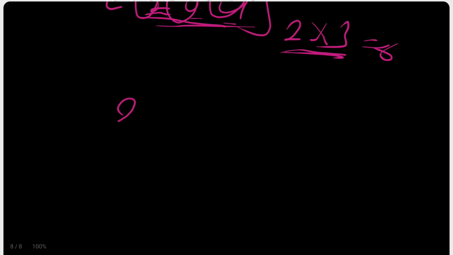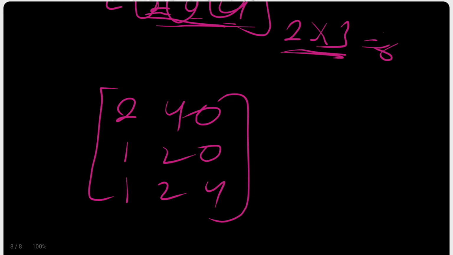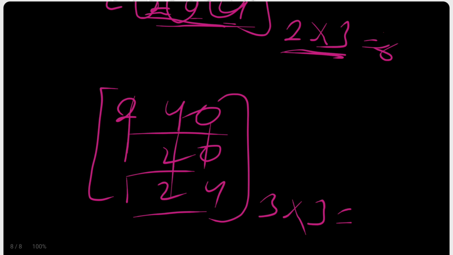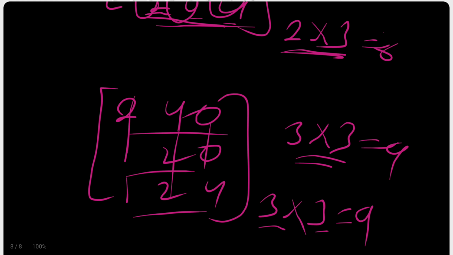Take an example [2 4 0; 1 2 0; 1 2 4]. 1, 2, 3, it has 3 rows, and 1, 2, 3, it has 3 columns. How many elements are in this matrix? 9 elements. How can I say? 3 cross 3 is 9. But only when they ask how many elements should you multiply; otherwise don't multiply. 3 cross 3 does not mean it is multiplied. This is the row, this is the column.